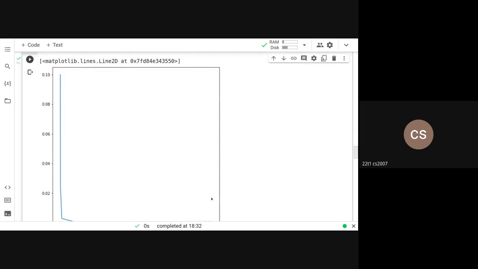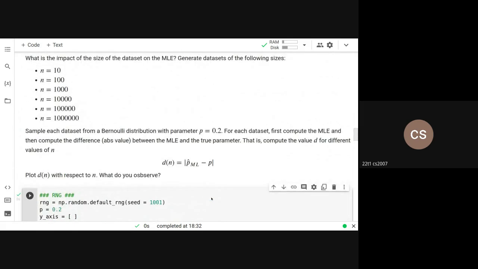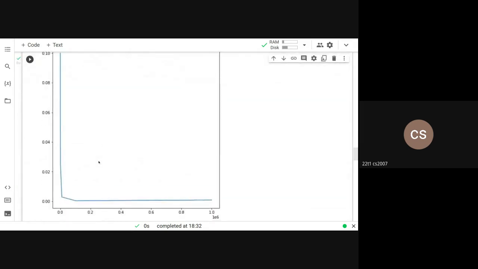Okay, so did you all get the rationale behind this whole thing? It's just a small demonstration of the impact of the size on the ML estimate. If there are no questions, I'll move on.